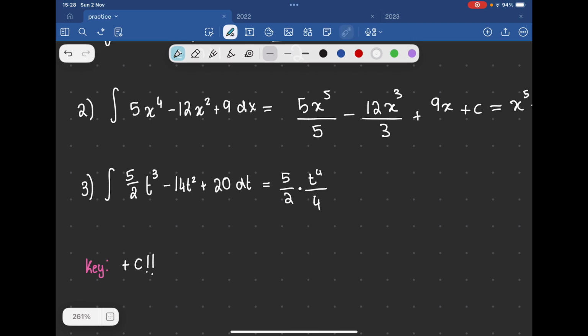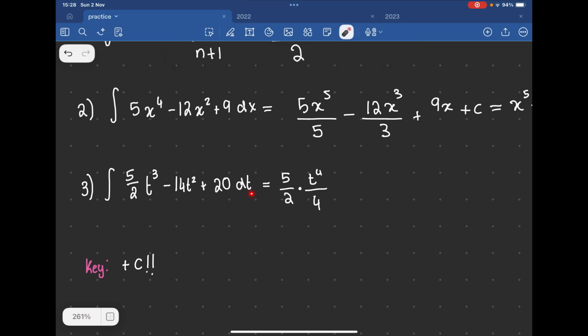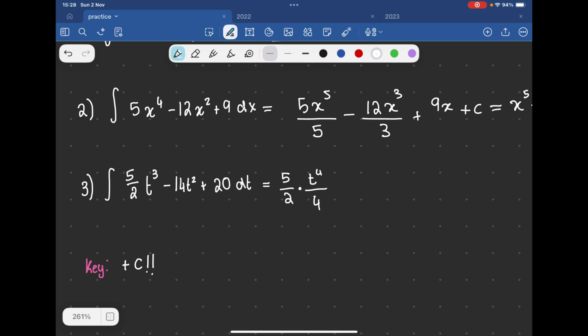And why we can actually do this is because at the end of the day, our dt is what we are integrating with respect to. We actually don't really care what happens to these numbers here; it is a knock-on effect of when we are integrating these terms here. So therefore, it's t to the power 4 over 4 multiplied by 5 over 2. And we're going to continue on.